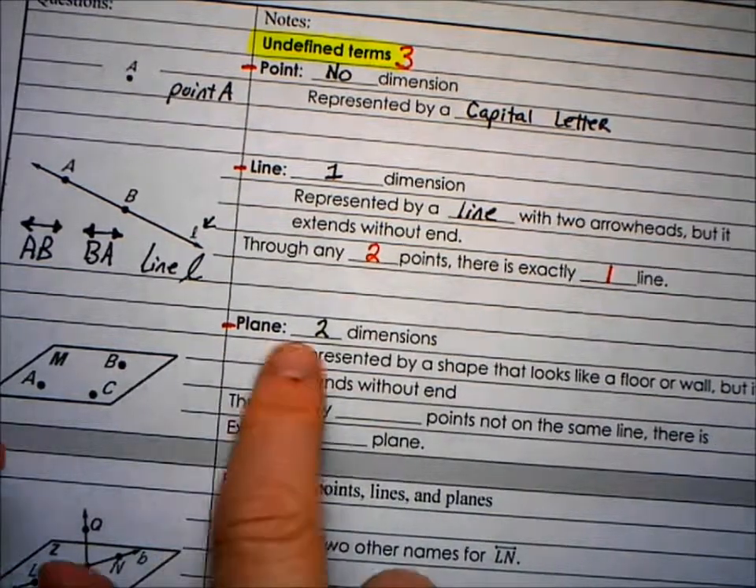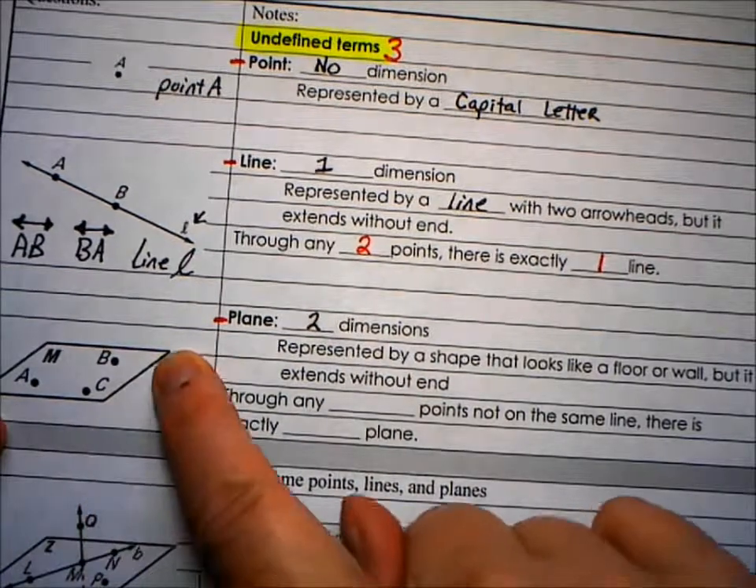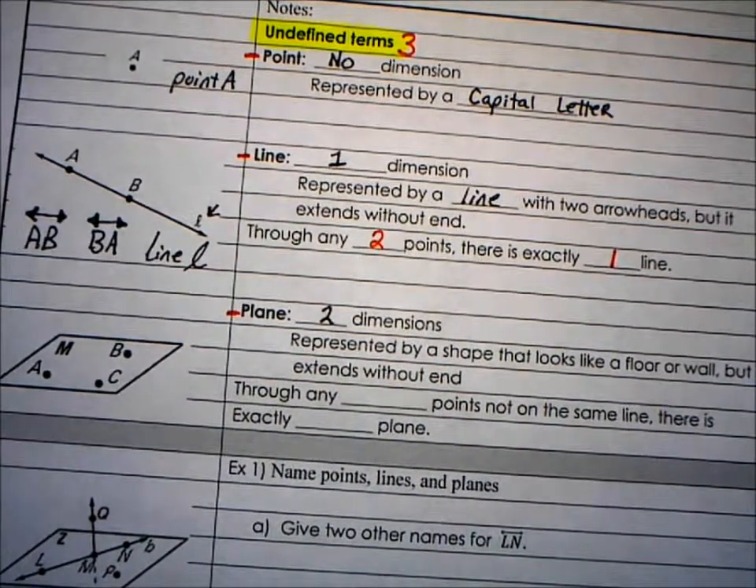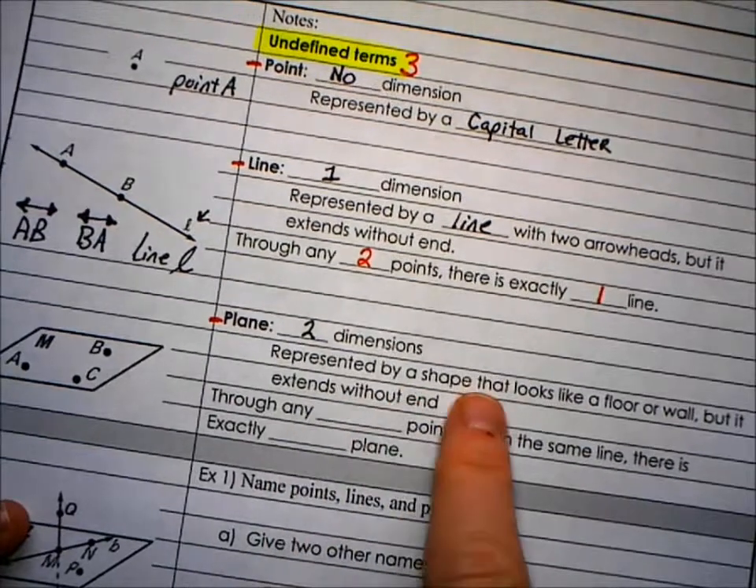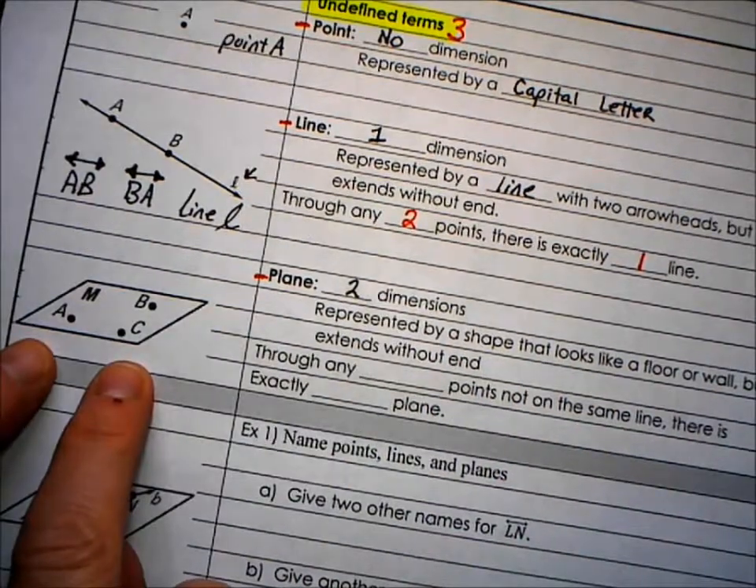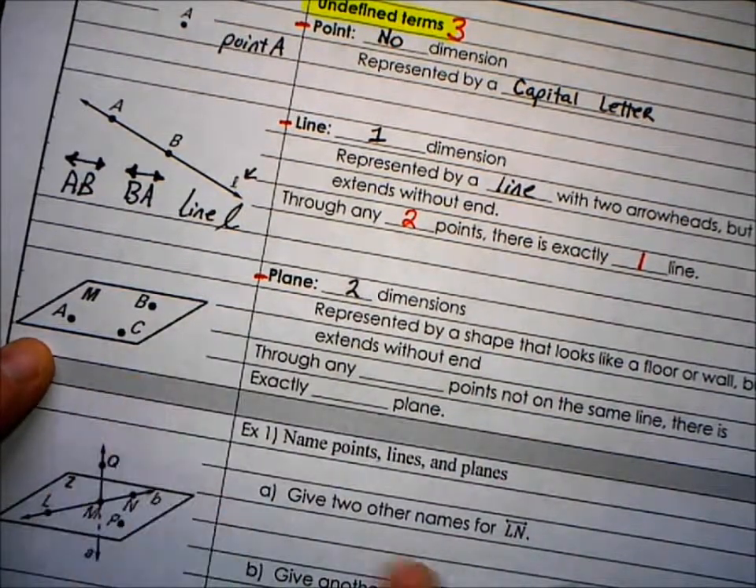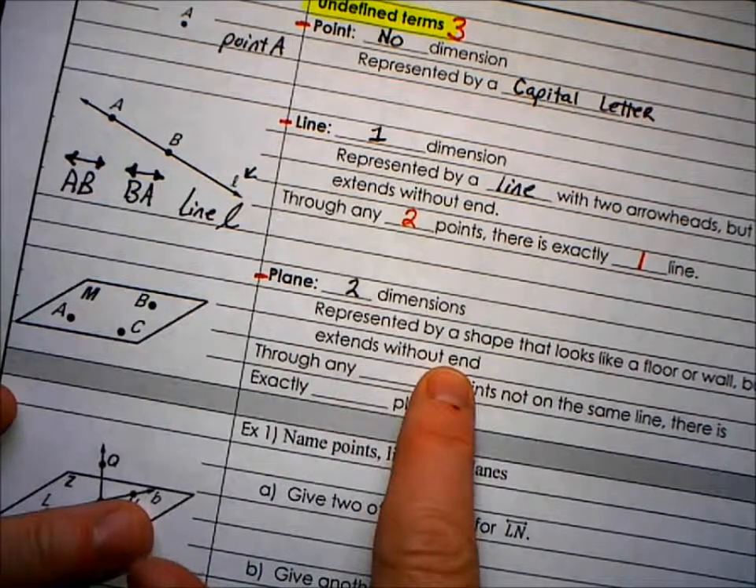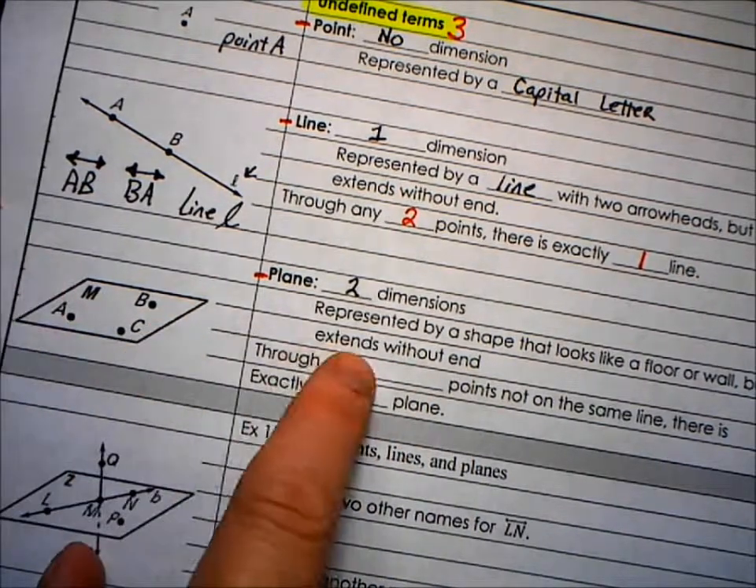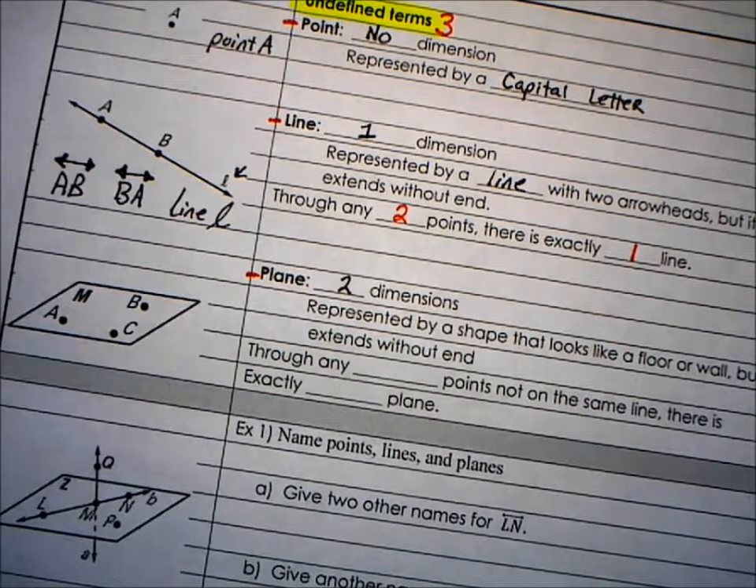Alright, the plane is 2-dimensional, so that means it has a length and a width. And those are the dimensions of them. It is usually shaped like the floor or the wall. I also say it looks like a parallelogram. But it does extend without any end. In other words, you have to visualize this going on and on and on in all directions. It's like looking at the floor, and it continues on and on and on.